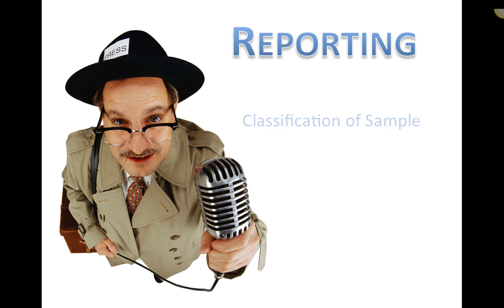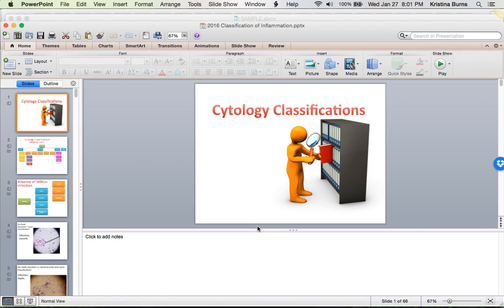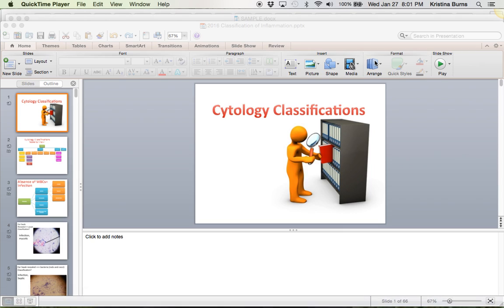Always report what you're seeing. Report the classification of samples and your percentage approximately of what you're seeing. And that is cytological classifications with a focus on inflammation.